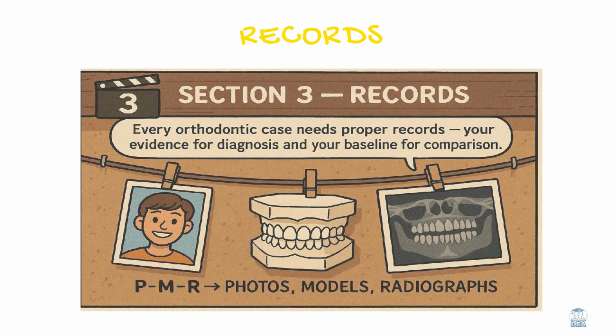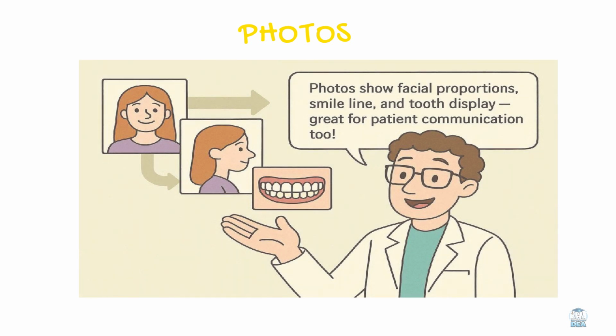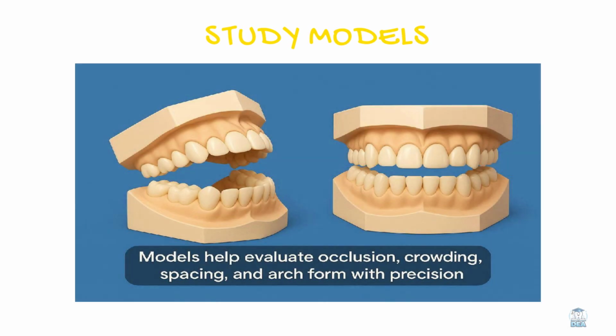Section 3. Orthodontic records. Use the mnemonic PMR. Photos, models, radiographs. Easy to remember, PMR. First, photos. Extraoral and intraoral photos help you assess facial harmony, smile line, and tooth display. Second, study models. Models let you evaluate occlusion, crowding, spacing, and arch form accurately.